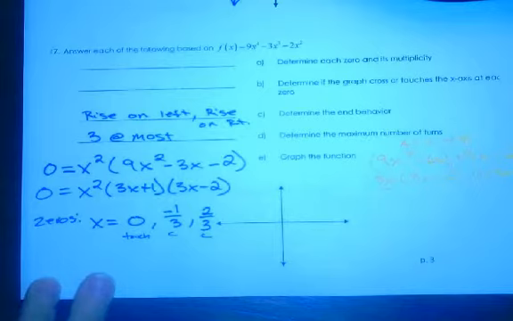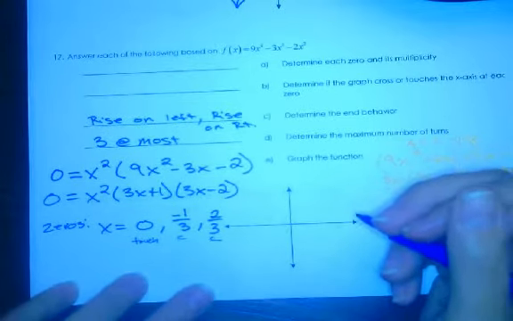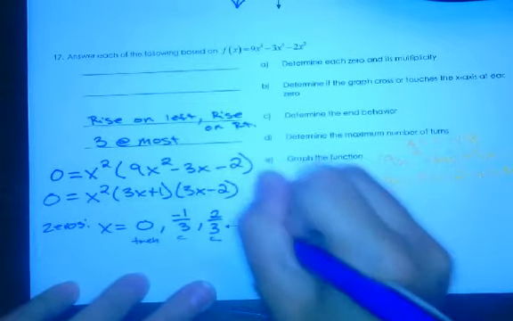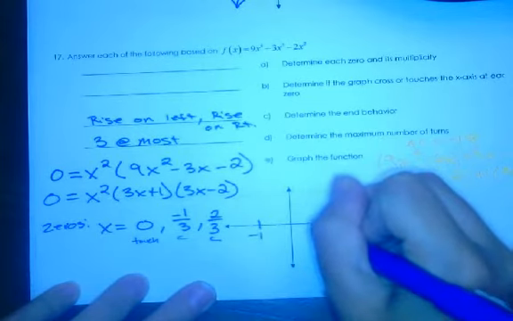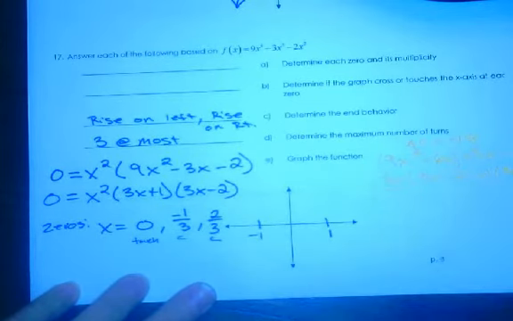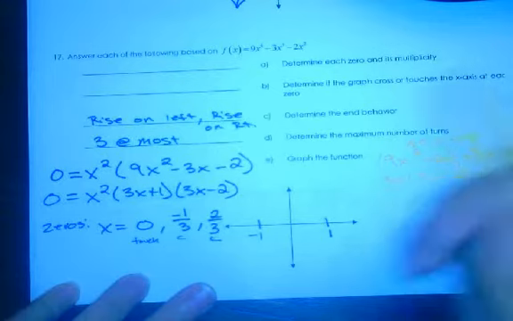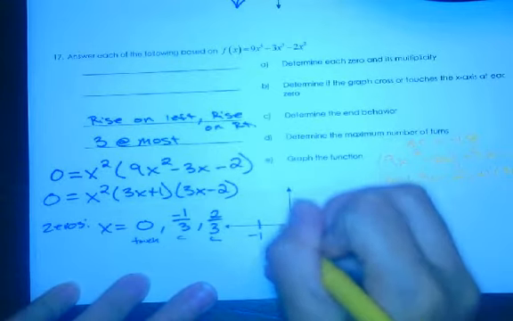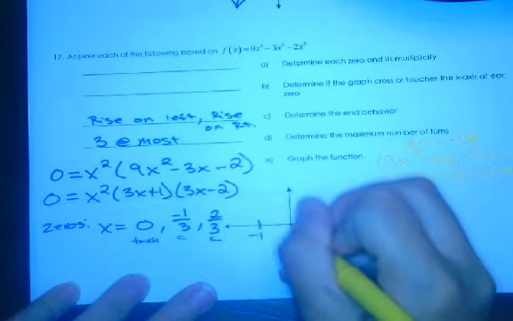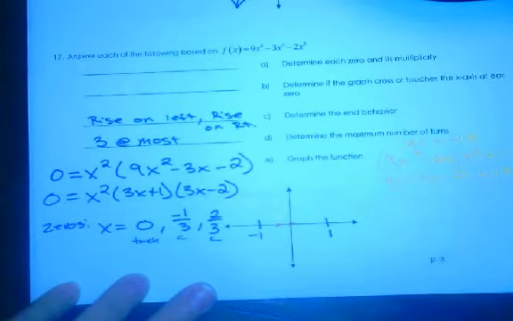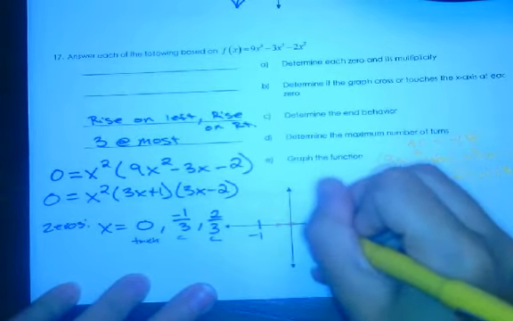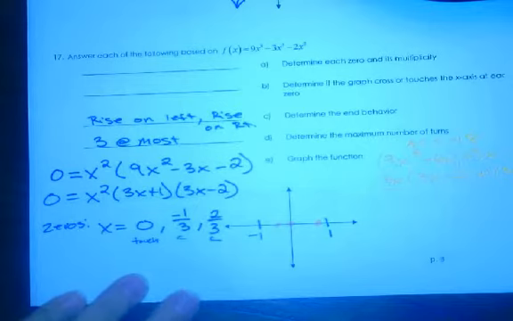Because I got that 0 repeated, because it was squared, that one's going to touch, and these other two are going to cross. So when I go to sketch this, I'll say this is negative 1 and this is positive 1. My zeros might be at negative 1/3, so right there, 0, and at 2/3, so something like that, give or take. Remember, it's just a sketch.